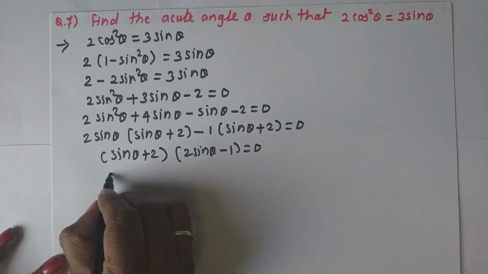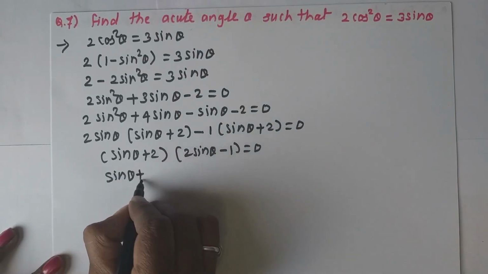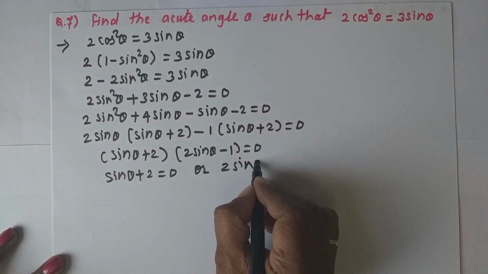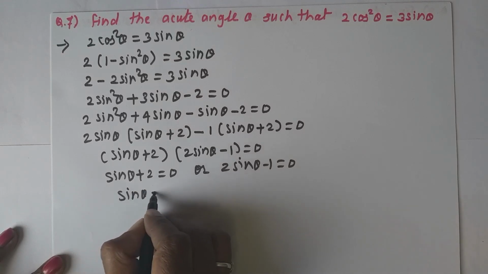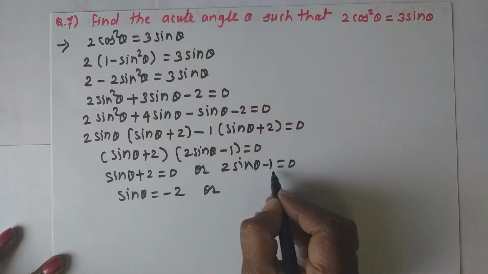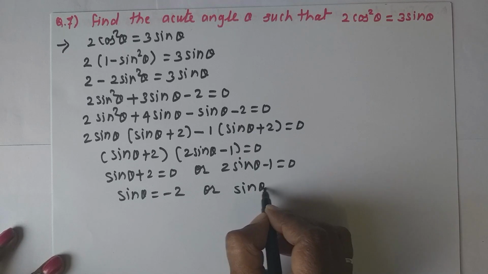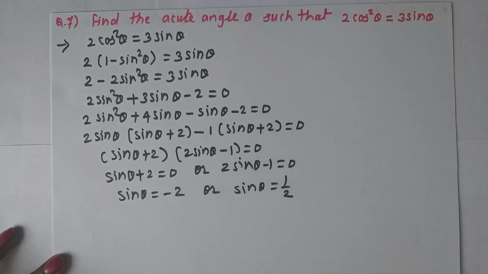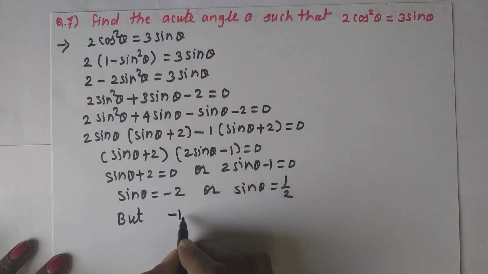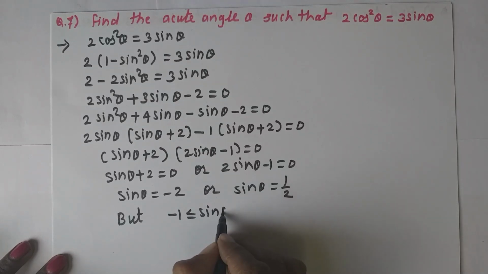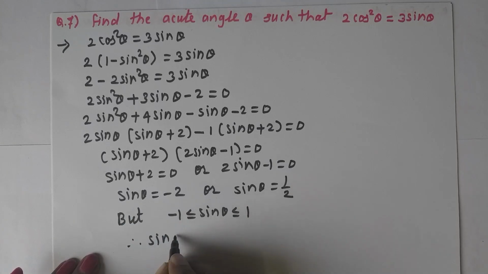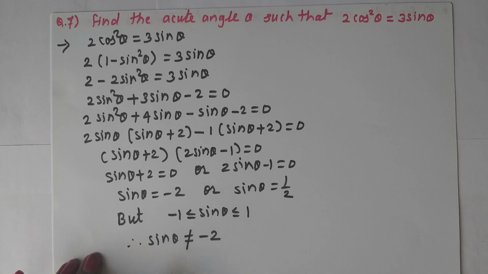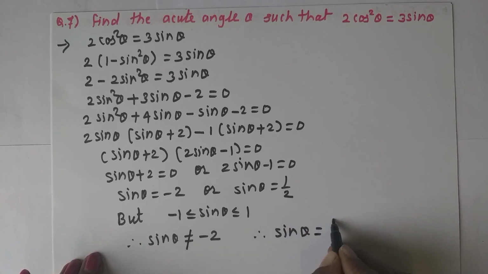Now product of these two is 0, means either sin theta plus 2 is 0 or 2 sin theta minus 1 will be 0. If sin theta plus 2 is 0, then value of sin theta will be minus 2. And if 2 sin theta minus 1 is 0, then value of sin theta will be half. But again we know that range of sin theta is from -1 to 1. That is, values of sin theta lie between -1 to 1. Therefore, sin theta is equal to -2 is not a permissible value. Therefore, sin theta will be half.